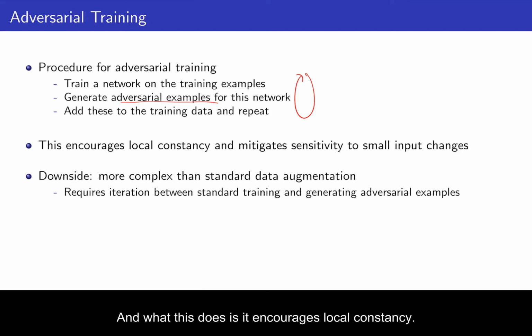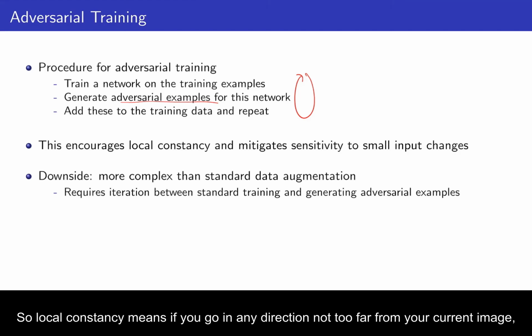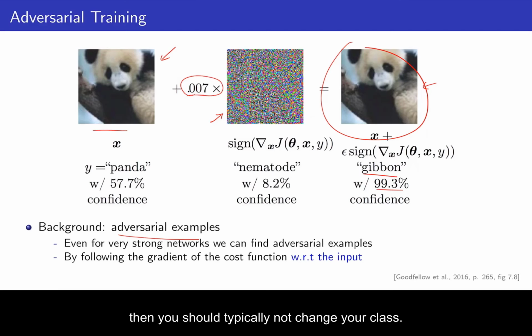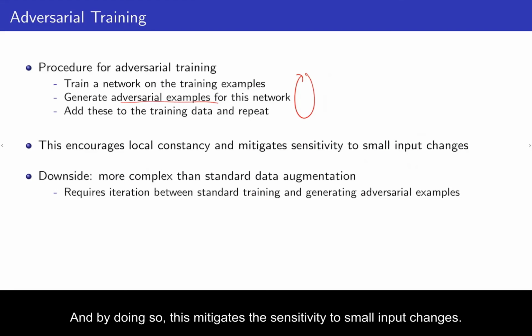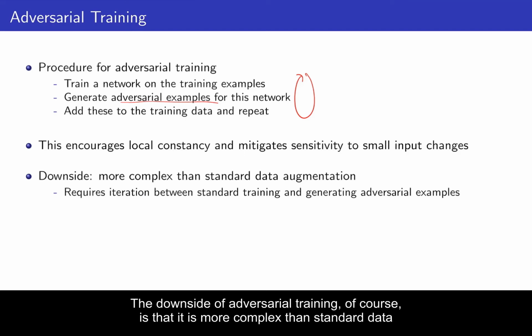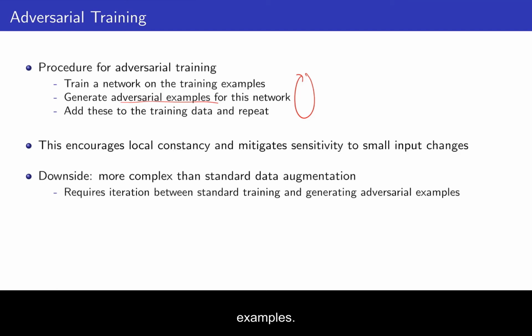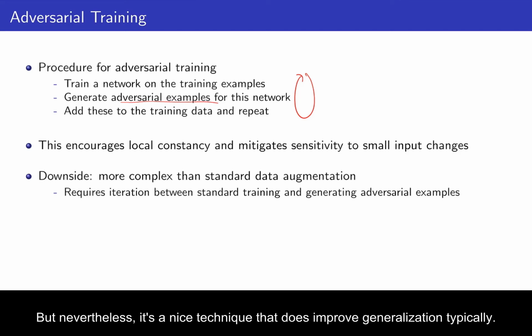What this does is it encourages local constancy. Local constancy means if you go in any direction not too far from your current image, then you should typically not change your class. By doing so, this mitigates the sensitivity to small input changes. The downside of adversarial training, of course, is that it is more complex than standard data augmentation because it requires this iteration between standard training and generating adversarial examples. But nevertheless, it's a nice technique that does improve generalization typically.